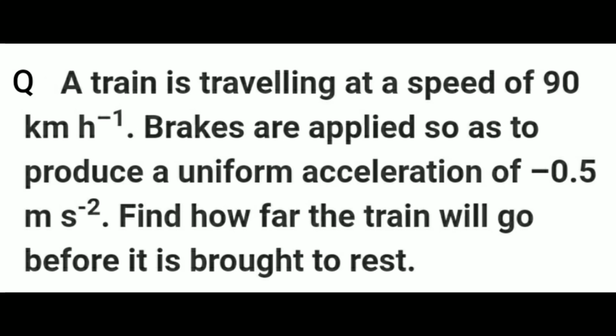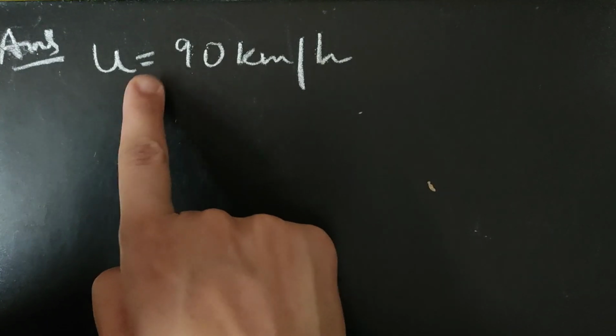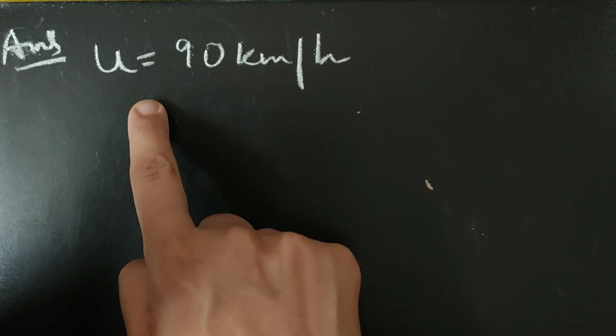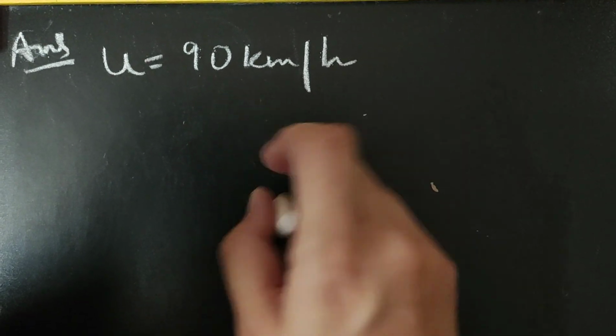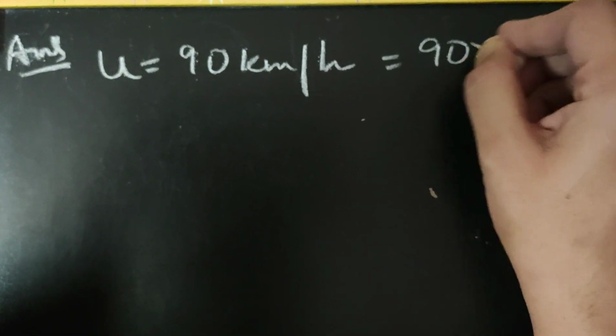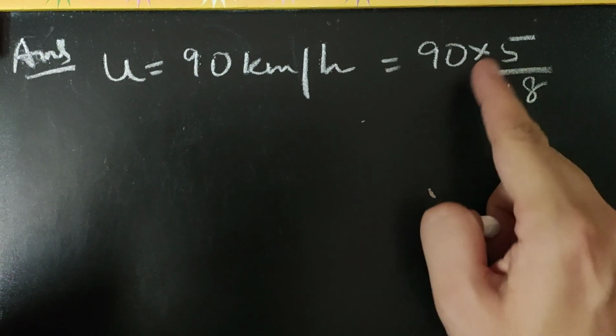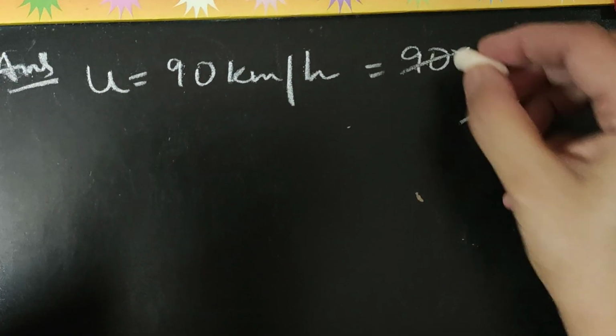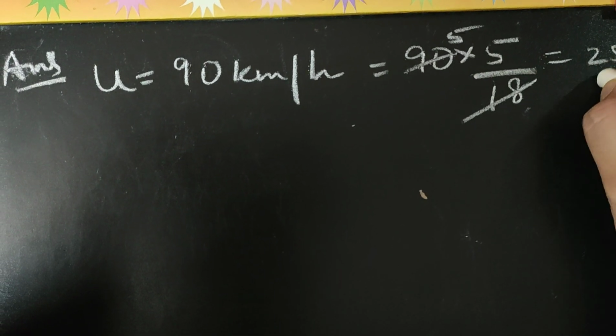The next numerical is that a train is traveling at a speed of 90 km per hour. Brakes are applied so as to produce an acceleration of negative 0.5 meter per second square. How far the train will go before it is brought to rest? So now quickly note down the data points that are given in the question. So it is given that the train is traveling at 90 km per hour. That means u is given 90 km per hour. We'll have to convert this into meter per second. And we know how do we do that? By multiplying 5 by 18. 25 meter per second.